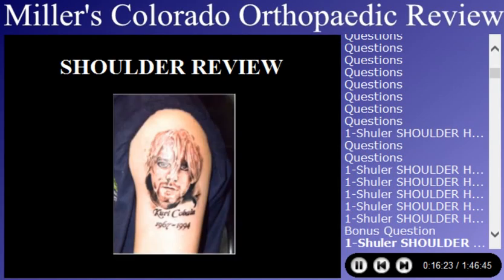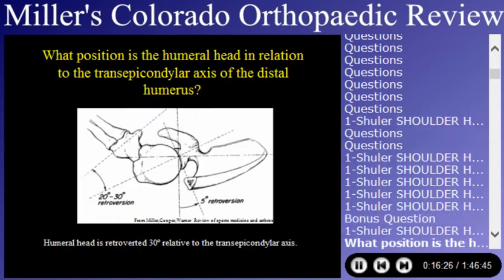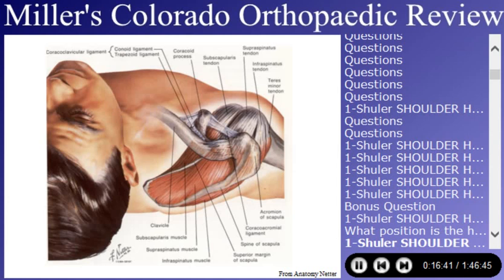Shoulder review. Position of the humeral head in relation to the transepicondylar axis, distal humerus. Don't forget, it's 20 to 30 degrees retroversion, but the glenoid is also 5 degrees retroverted. Looking at the rotator cuff and its attachment.